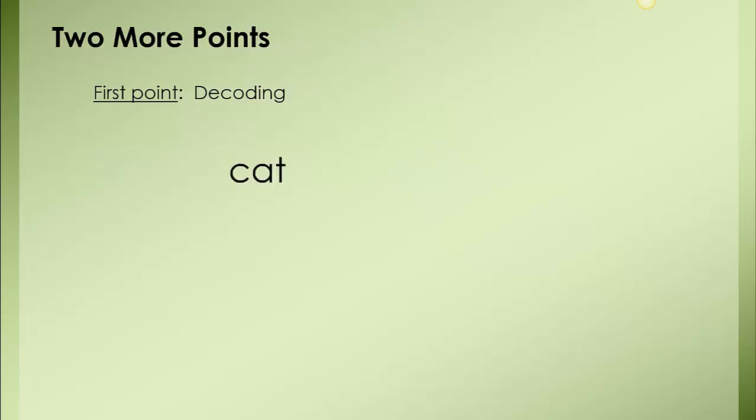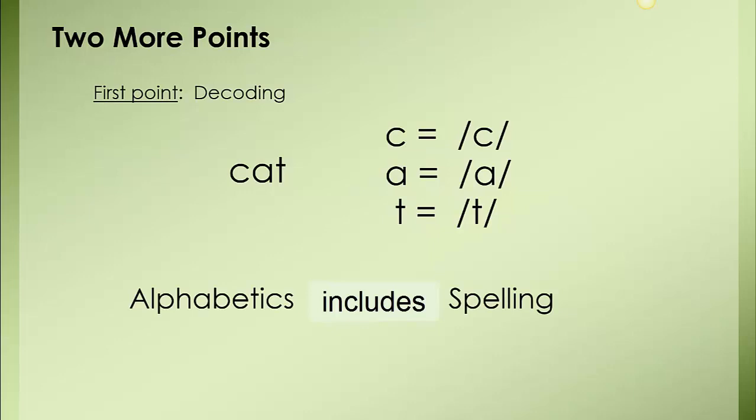At the most basic level, a student needs to be able to be shown a letter and give the sound, which leads to decoding, but also to hear the sound and give the letter that represents it, which leads to spelling. Therefore, teaching alphabetics includes the teaching of spelling.